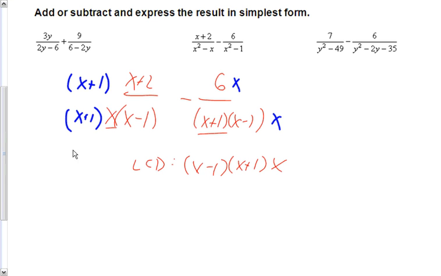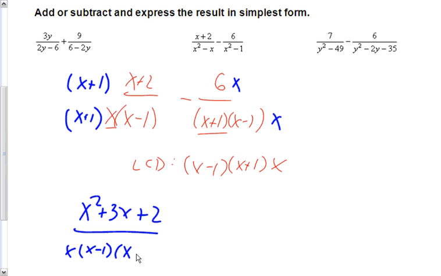All right, combining the tops, so we have to multiply that together. If you FOIL that out, first, outer, inner, last, you get x squared plus 3x plus 2. This is all over our new LCD, x minus 1, x plus 1. The other one is minus 6x over x minus 1, x plus 1.